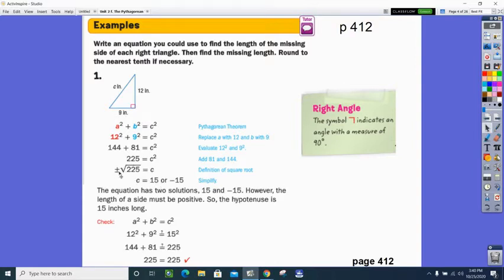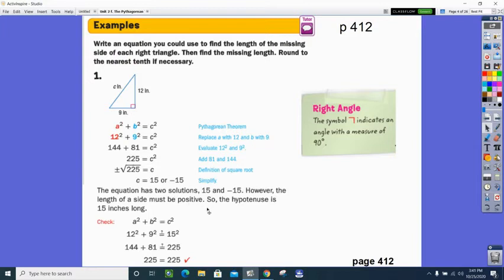Now remember that there are two roots. There are two possible numbers that when you square them, they give you 225. 15 to the second power is 225, and negative 15 to the second power is 225. We're not going to talk about the negative root, though, because this is the length of a side of a triangle, and it can't be a negative unit. So our final answer would be 15, and don't forget to put your units in there, 15 inches long.